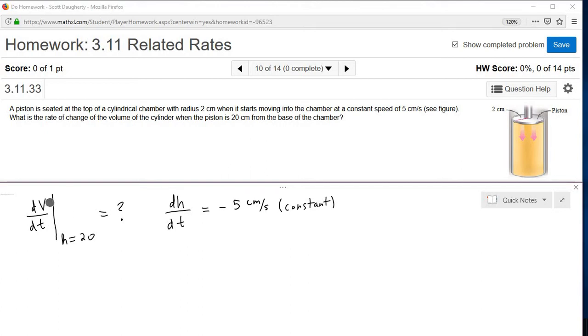So what we're actually going to do is relate volume to height first. We're going to try to figure out a relationship between volume and height. And we know that the volume of a cylinder is pi r squared times h. This gives us a relationship between the volume and the height. I call this the foundational equation, and you should always start with your foundational equation. Then we're going to take the derivative of this equation with respect to time to get the two different rates we have here. So I'm going to take the derivative of both sides with respect to time.